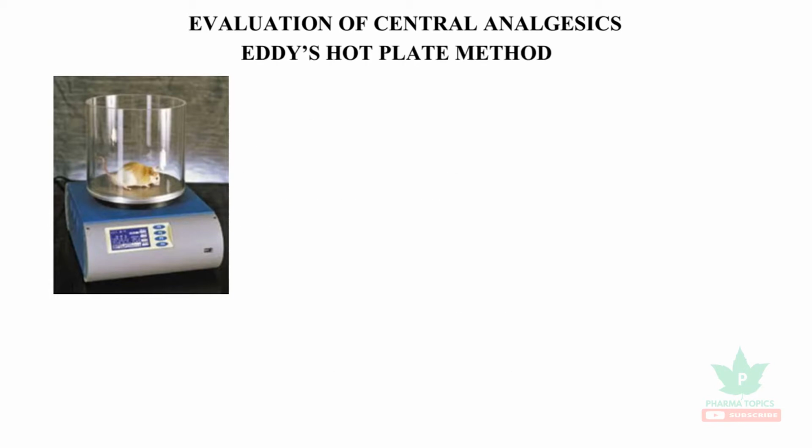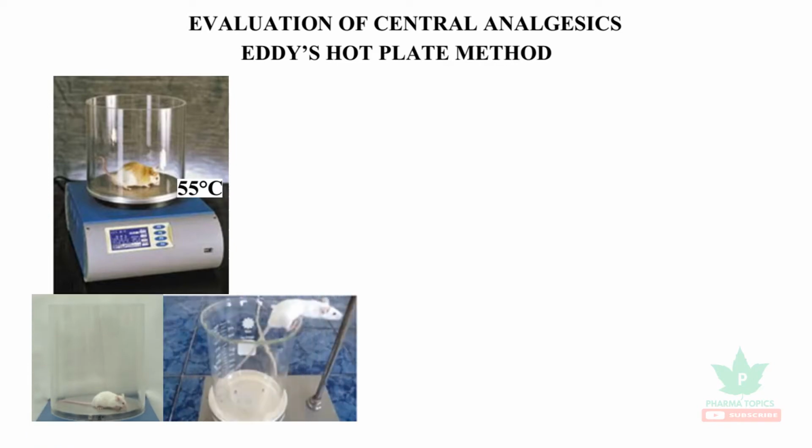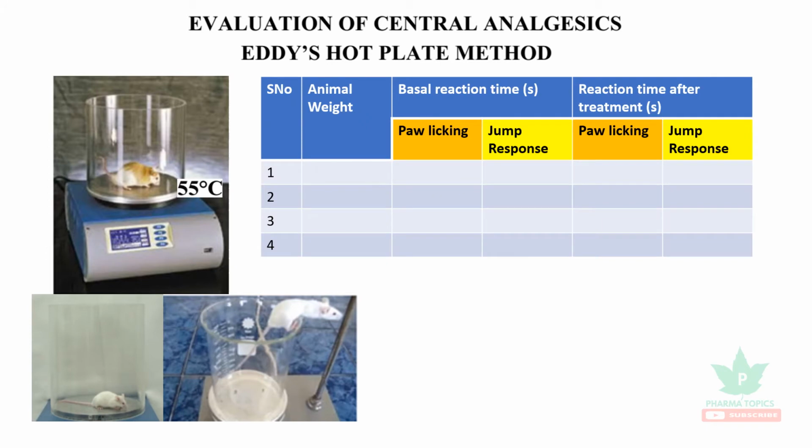The first method is Eddy's hot plate method. A hot plate or pan is kept at 55 degrees centigrade, above which the rats or mice are placed. The time taken for the animal to lick its paw to withstand the heat or jump out of the pan, the cabin, is taken as the end point. So the paw licking and the jump response at the basal reaction time will be noted. The reaction time after treatment will also be compared.